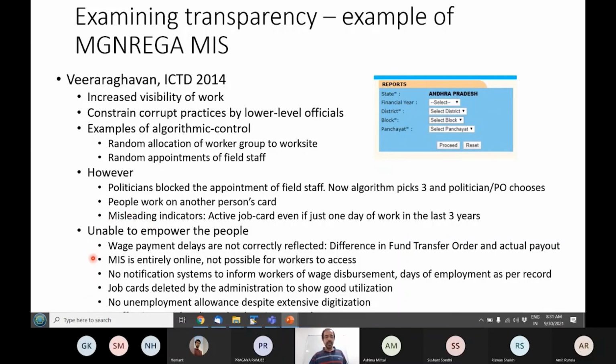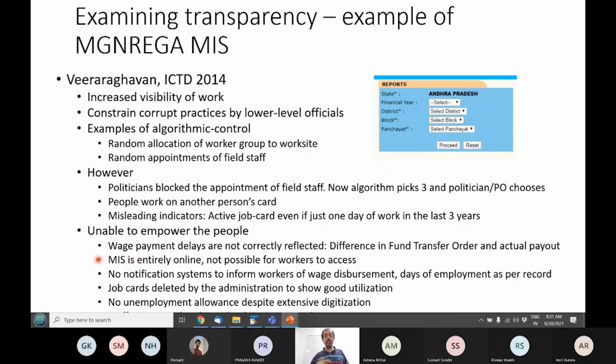So the reason we're bringing it up again is that it may not be very straightforward. By bringing in certain algorithms, or just by making information publicly visible, it may not always lead to changes in the power structures. So with wage payments, there are still delays in wage payments that happen because the MIS is also online.